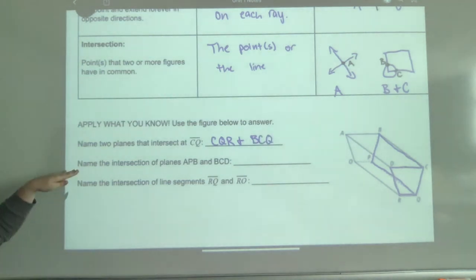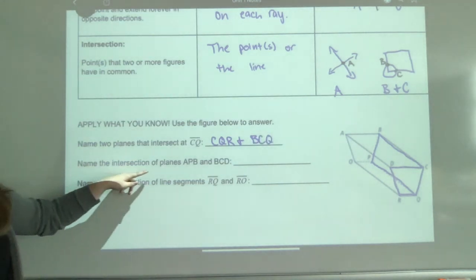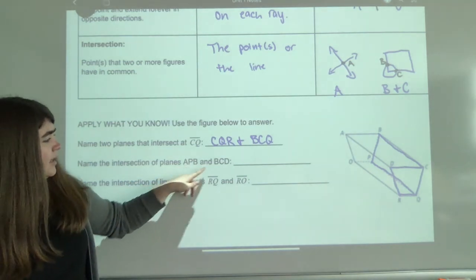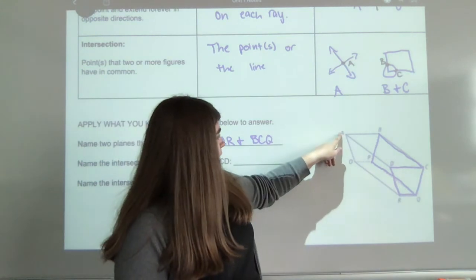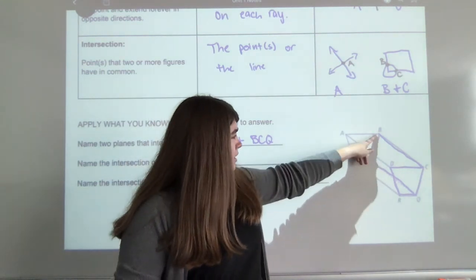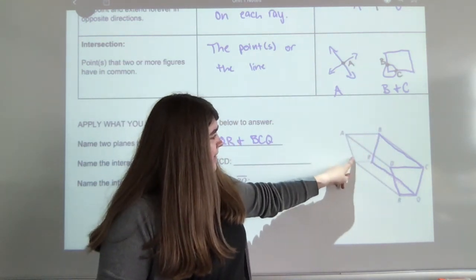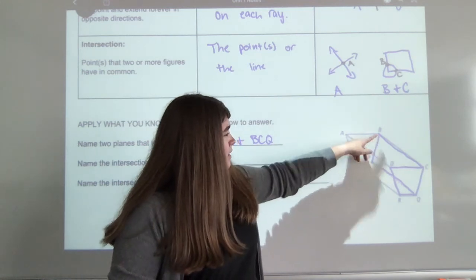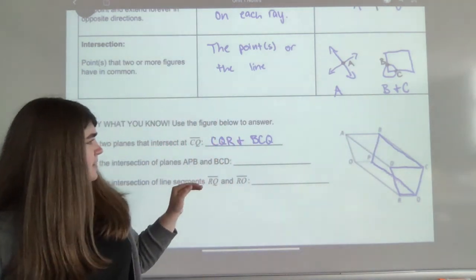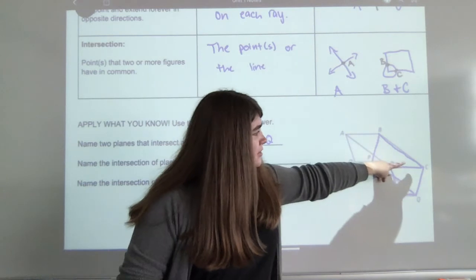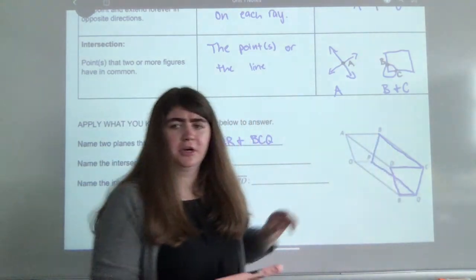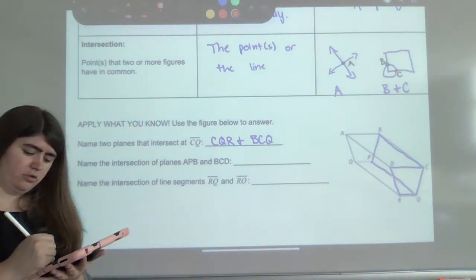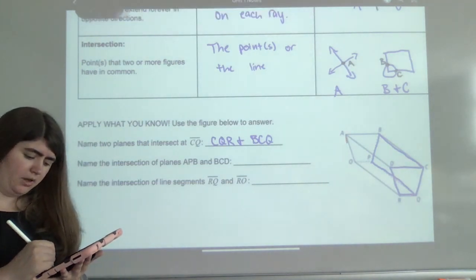Alright, now we want to name the intersection of planes APB and BCD. So I'm noticing that A, P, and B are on this back face here, and BCD are on the top of the shape here. Let's go ahead and outline those two shapes as well.